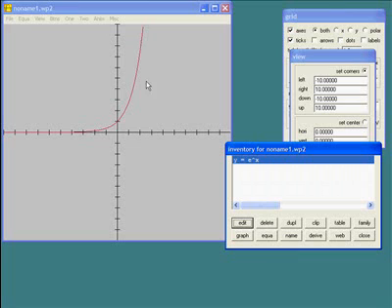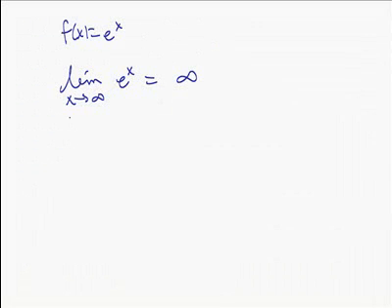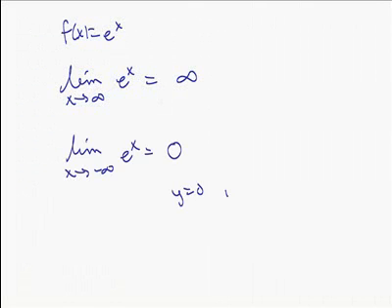But notice also that for the function e to the x, and for any exponential function for that matter, we have a horizontal asymptote of the x-axis, y equals 0, and that occurs as x heads off to negative infinity. So we can also see then that the limit as x heads to negative infinity of e to the x is in fact 0. So y equals 0 is, remember, a horizontal asymptote.